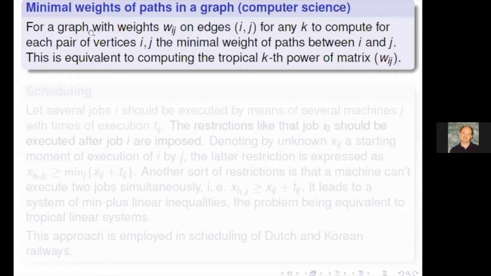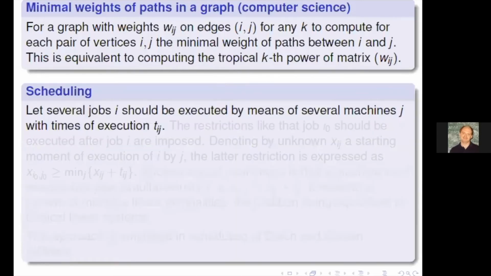It's the following problem. You have a graph with weights on the edges, and the problem is that for any k you want to compute, simultaneously for each pair of vertices, the minimal weight of paths between i and j. Then this problem is equivalent to the following. You start with a matrix of the weights, W_ij, and then you take its tropical k-th power, and you will exactly get this answer. And the last thing which I will mention is the problem of scheduling.